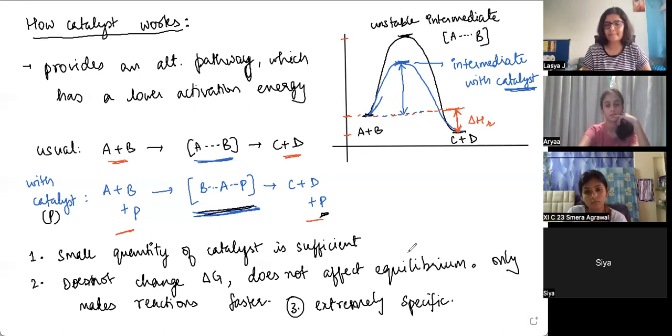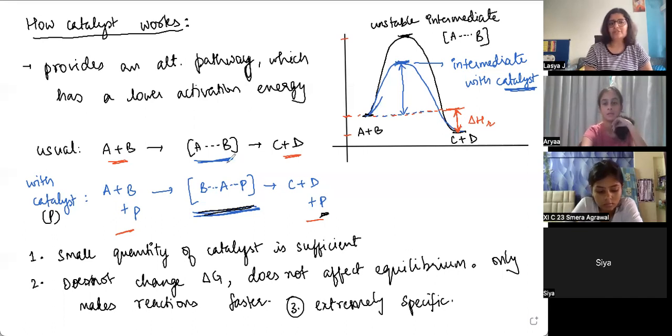Ma'am, but suppose we have the normal reaction that A plus B gives C plus D. Then if you put a catalyst, the rate becomes faster. But if you put another catalyst, why would you get a different one? Like, it's just a normal reaction but with a different catalyst. I didn't understand that. Because the intermediate that is formed is different.